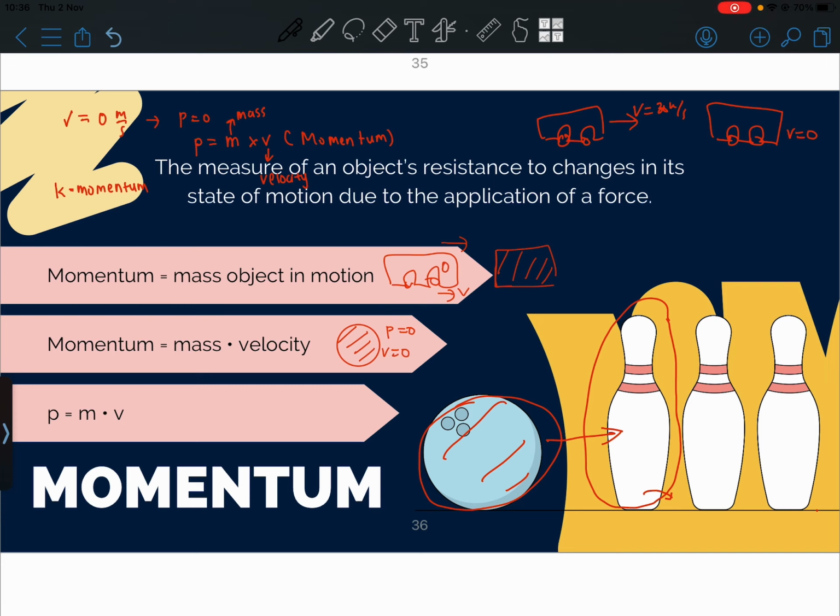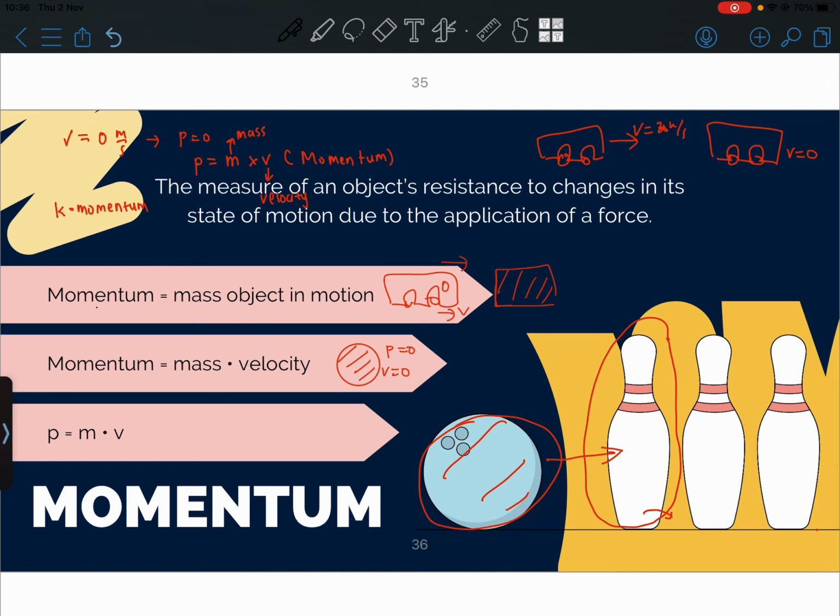Okay, so momentum, the literal definition, is basically the measure of an object's resistance to change its state of motion due to the application of force. So the formula is P equals mv. P, momentum, equals the mass of the object times the velocity. Okay, mass m times the velocity v.